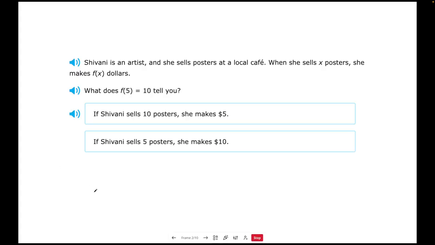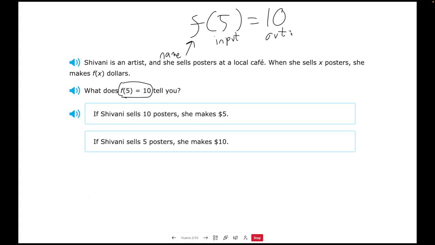All right, if you want to pause the video and read the problem. Now that you've read the problem, let's look at this notation. It says, what does f of 5 equals 10? We should already remember, hopefully, let me write this up here. f of 5 equals 10. Remember, this is the name of the function, this is the input, this is the output. We covered that in the previous lesson.